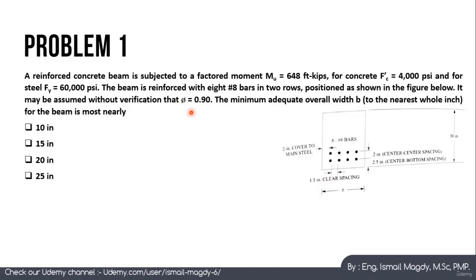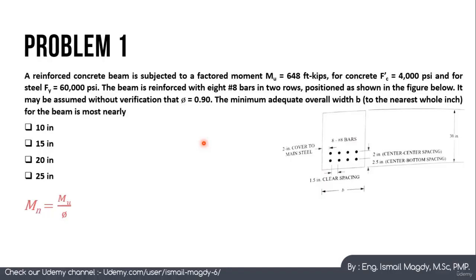The minimum adequate overall width, b, to the nearest whole inch for the beam is most nearly. So we want to calculate b. We want to know what is the minimum width required for this beam to be able to resist this factored moment. In order to do that, let's start with the values that we already have. The first one is Mn, the nominal moment of this beam, and it equals the M ultimate over phi. We have the value of the M ultimate and we have phi.